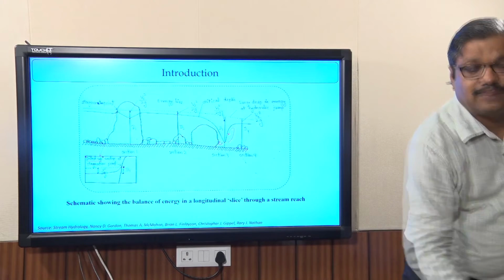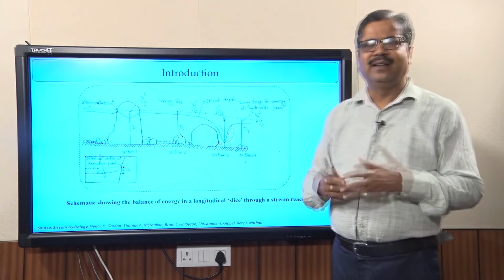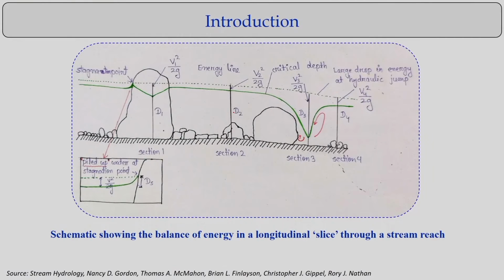Let me go back to the real conditions of rivers. When you have a river in hilly regions, you can have a series of boulders. If you can see this, there is a series of boulders, and the position of the boulders is higher than the flow depth. It can happen like that.